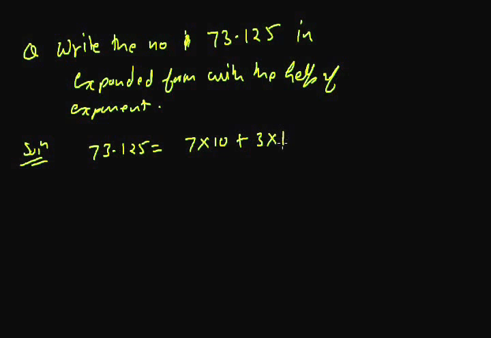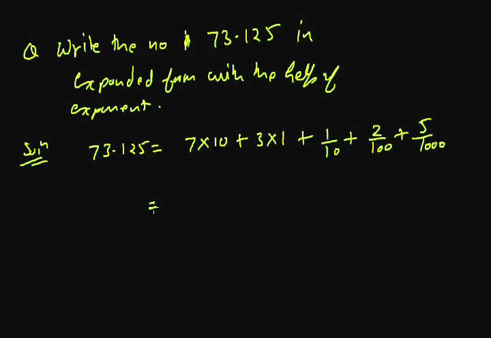so we have to multiply it by 1, plus. Now 1 is at the tenths place, so we have to write 1 by 10, and 2 is in the hundredths place, so it can be written as 2 by 100, and 5 is in the thousandths place, so it can be written as 5 by 1000.